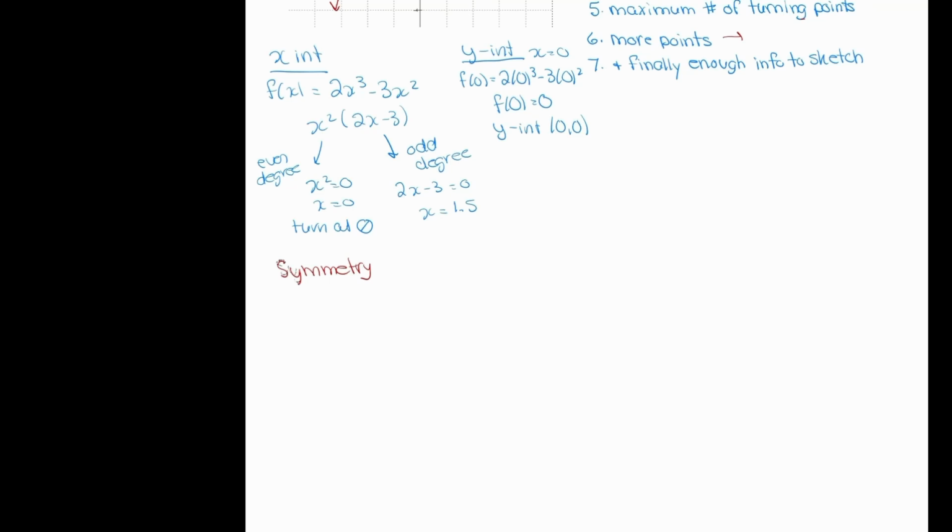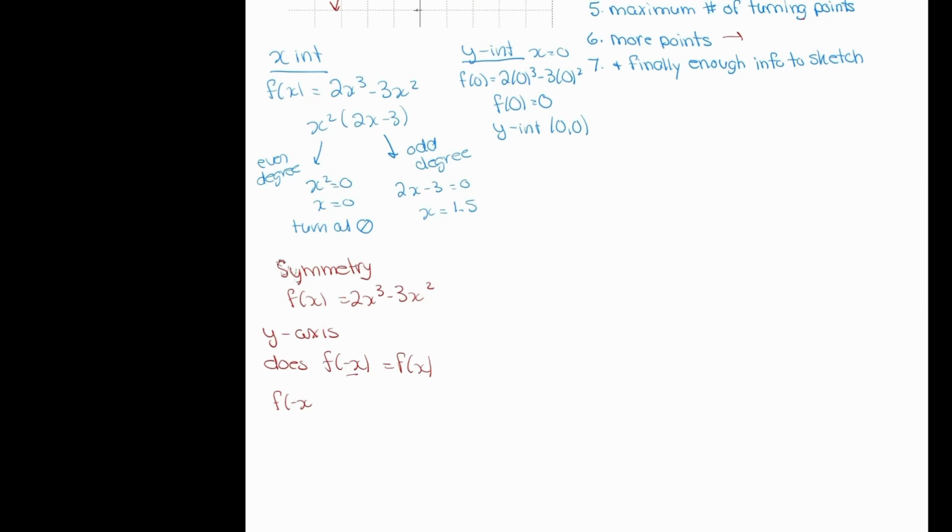So when I have a function 2x cubed minus 3x squared, and I want to figure out what it's doing around the y-axis, really what I want to know is, does my negative x value equal my parent function? If I plug in a negative x value in there, will my parent function be the same? In this case it does not, meaning it's not symmetrical around the y-axis.